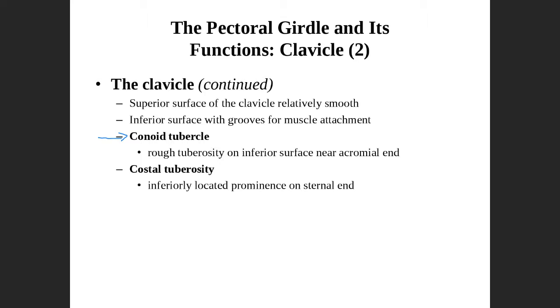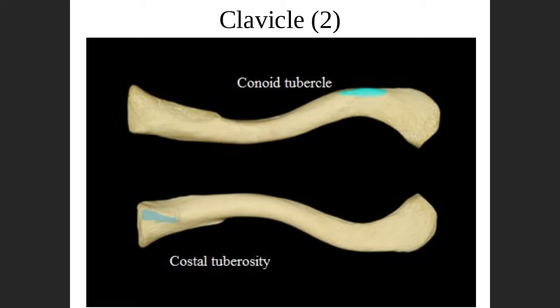But the costal tuberosity is this kind of bump that you'll see on the inferior surface of the clavicle, and there's a muscle there that attaches it to the first rib. All right? You do need to know the conoid tubercle. So we'll go over this when we're labeling, but if we're looking at the inferior surface, you've got this little bump, and that's going to be closer to the acromial end, that flattened end there.